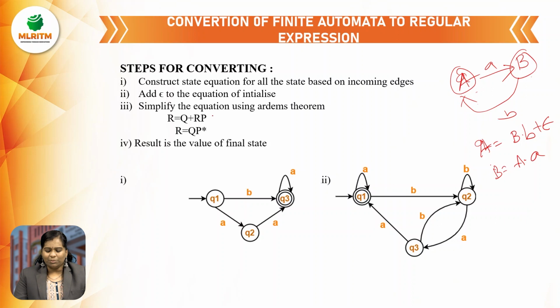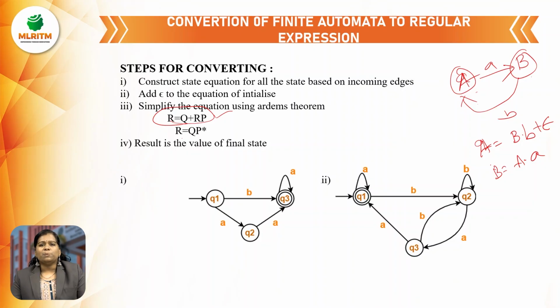Arden's theorem is R is equal to Q plus RP. The simplification of this is R is equal to QP star. The fourth step: the result is the value of the final state, and we need to do the simplification for the final state only.